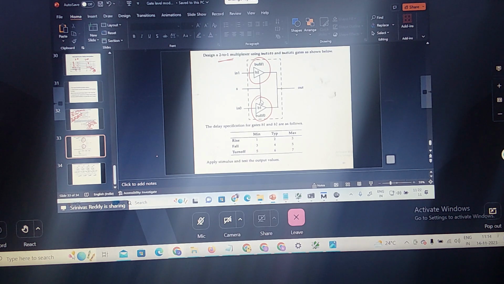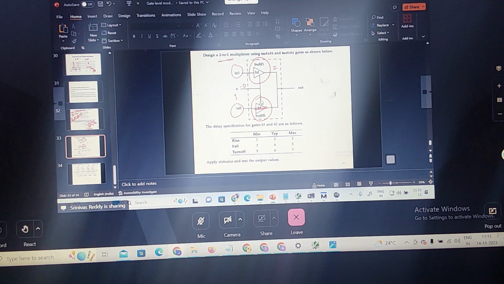A 2x1 multiplexer using BufF 0 and BufF 1 gates as shown in the figure. This is input IN0, this is IN1. So how is this acting as a multiplexer here? When the select line is equal to 0, which buffer will be turned on? BufF 0, since it is active low enable. Now this is acting as a buffer, like a short circuit. Whatever input I am giving is selected at the output. At the same time, what will the other buffer output be? Z. Z means floating state, high impedance state.